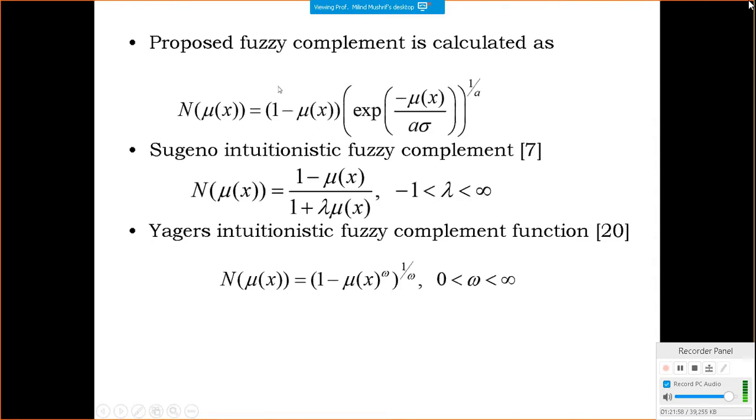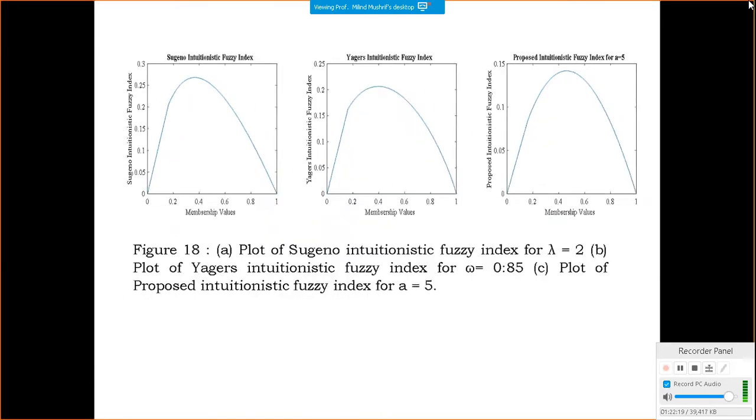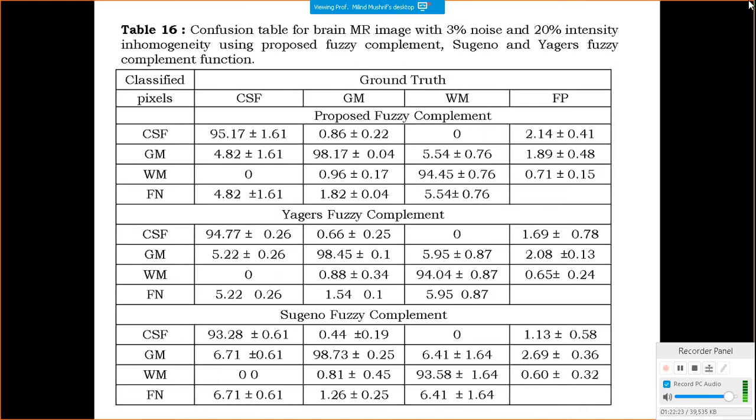So we defined our own fuzzy complement, used it, and compared it with the Sugeno fuzzy complement and Yager's intuitionistic fuzzy complement, and we observed that we got better results in many cases using our own fuzzy complement technique. Comparisons with Yager's and Sugeno fuzzy complement methods are also given. So we observe that our fuzzy complement technique is a better one.